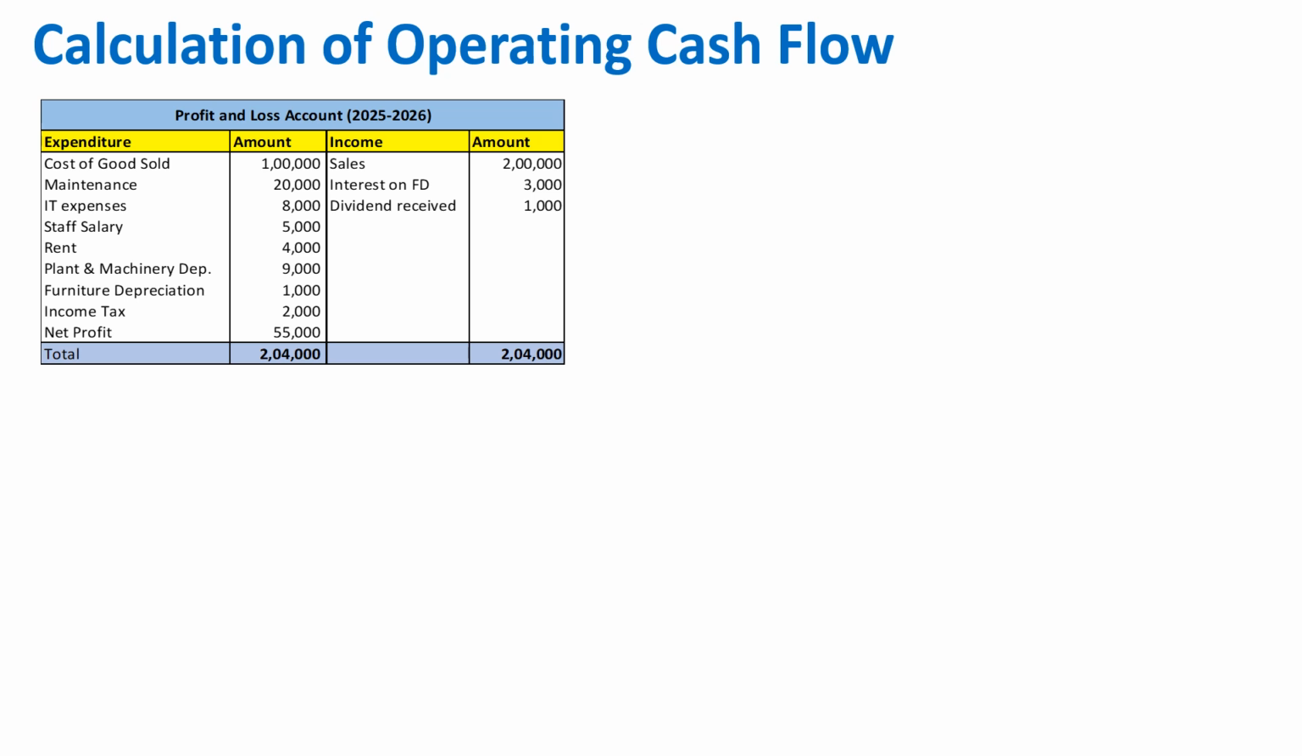So in expenditure, you have cost of goods sold 1 lakh, maintenance cost 20,000, IT expenses 8,000, staff salary 5,000, rent 4,000, plant and machinery depreciation 9,000, furniture depreciation 1,000, income tax 2,000, and on the right side you have sales 2 lakhs, interest on FD 3,000, dividend received 1,000, and the net profit is 55,000, right?